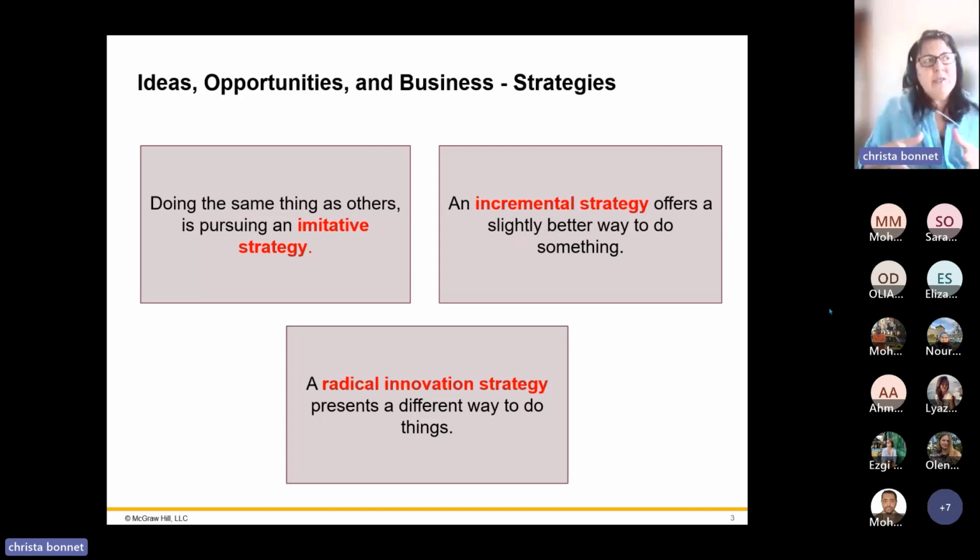The next one is the incremental strategy, where you identify that you want to do that, but you are going to bring certain improvements to a strategy that somebody else has done, but they have not addressed the gaps in certain strategies. And then a radical innovation strategy is one that is disrupting the market status quo as is.